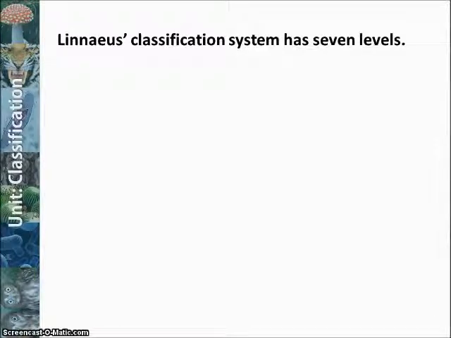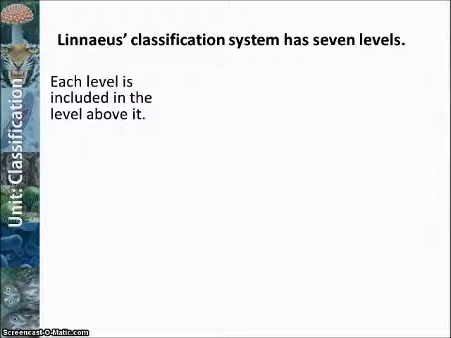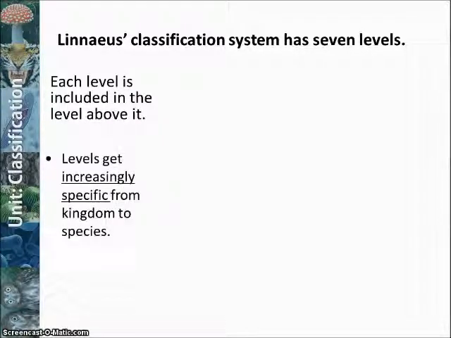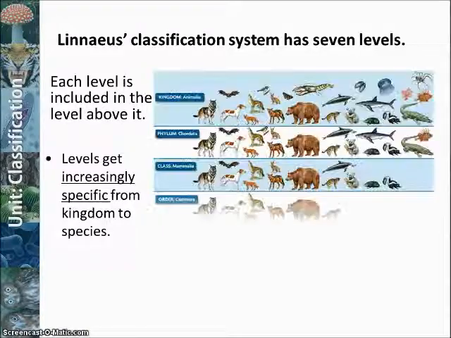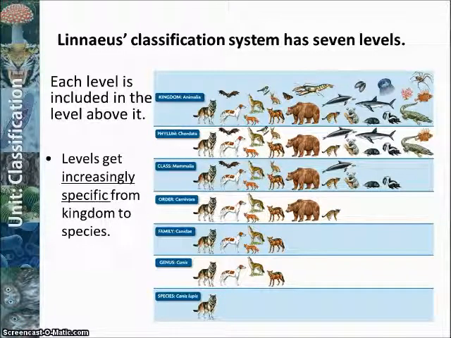As you may have noticed while looking at the taxonomic hierarchy of the Malayan sun bear, the Linnaeus classification system has 7 levels. Each level is included in the level above, and levels get increasingly specific from kingdom to species. And these are the 7 levels: kingdom, phylum, class, order, family, genus, and species.